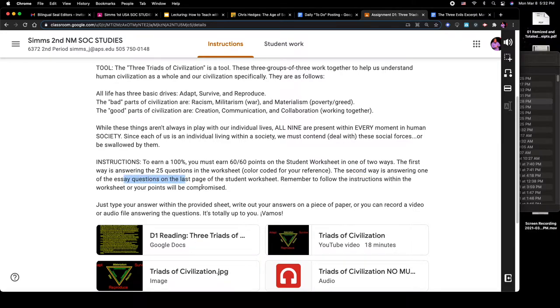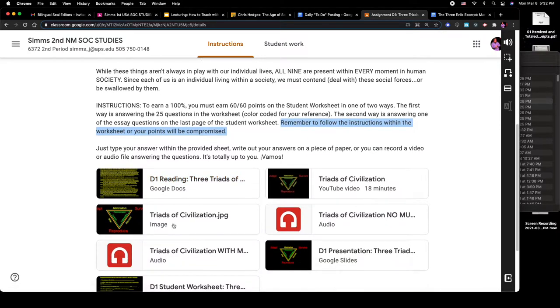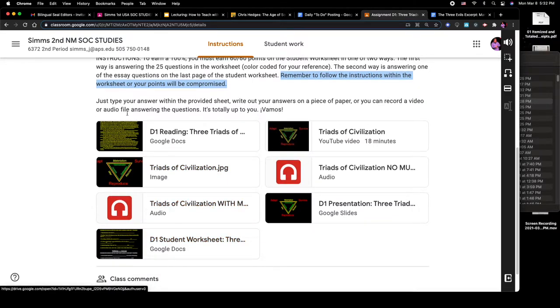Oh, well, it depends on what I want to do, right? You can do a one-page essay, probably about 400 to 600 words, or the questions. I guess it's up to me. Remember to follow the instructions within the worksheet or your points will be compromised. So his instructions tell us to look at the instructions inside of the worksheet. Cool. So just type your answer within the provided sheet, write out your answers on a piece of paper, or you can record a video or audio file answering the questions. It's totally up to you. Vamos. Yeah, gringo. That's okay, though. We still love him. Okay, so there's the reading.